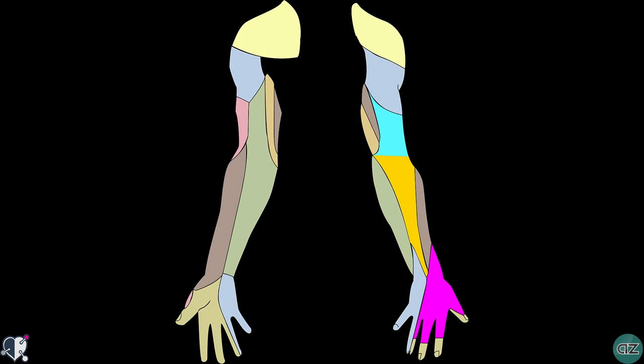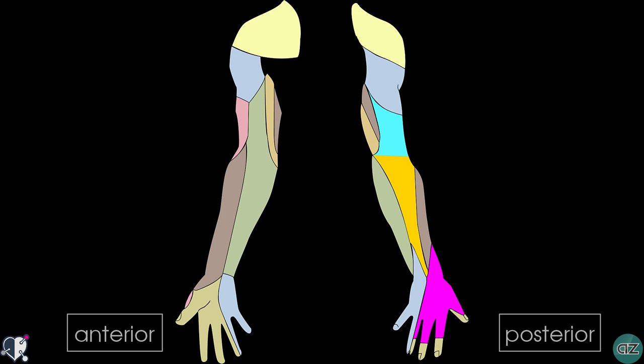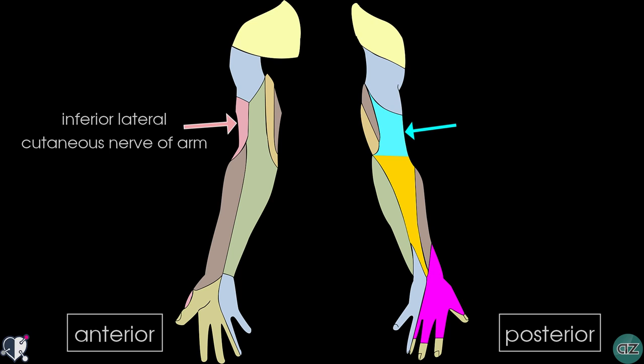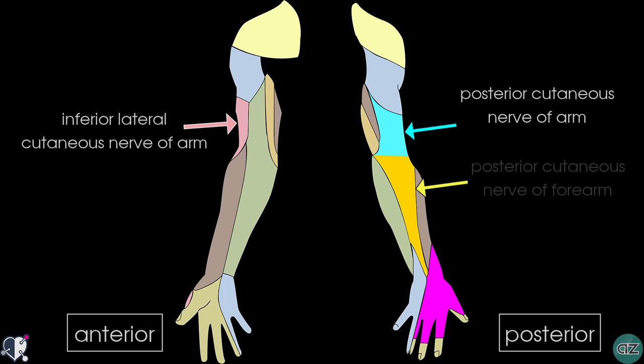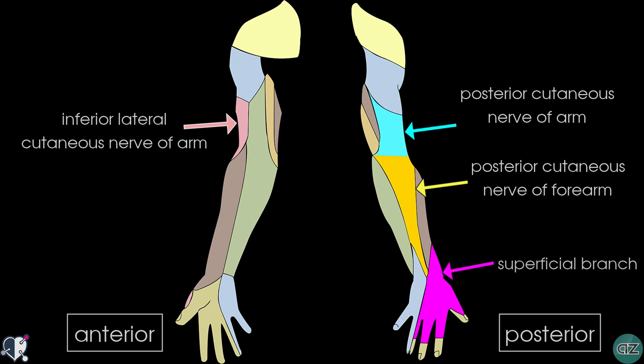I've switched over to a diagram now to illustrate the sensory distribution of the various branches of the radial nerve. There are 4 branches in total which provide sensory innervation that arise from the radial nerve. On the left-hand side, showing an anterior view of the arm, in the red shading, you can see the area of innervation supplied by the inferior lateral cutaneous nerve of the arm. On the right-hand side, the blue area of shading shows the area supplied by the posterior cutaneous nerve of the arm. The yellow shaded area is supplied by the posterior cutaneous nerve of the forearm, and the purple area is supplied by the superficial branch.